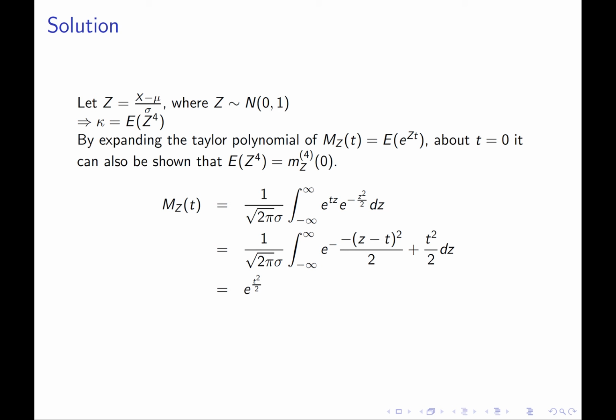So basically, what we're going to do is find our moment generating function, which is just the expectation of e to the power tz, right? And we end up with e to the t squared on 2, and then we just differentiate it, and then we take the value at 0. So we end up with this.